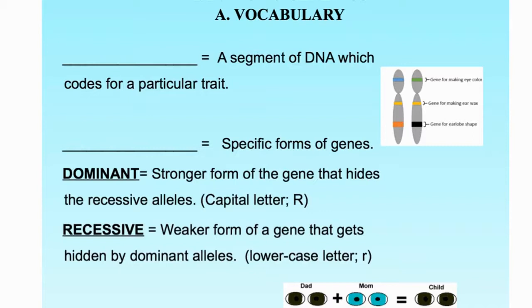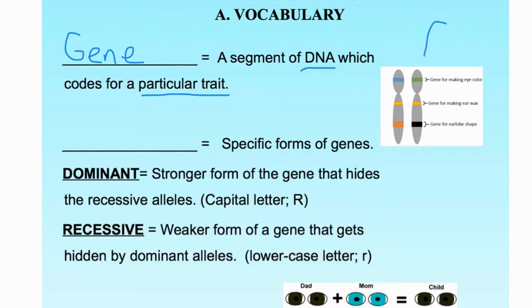And moving on to some more vocabulary. A segment of DNA which codes for a particular trait, we call that a gene. A gene is a segment of DNA which codes for a particular trait.